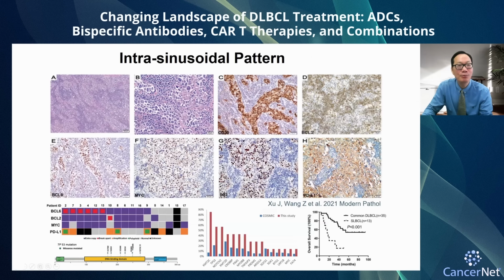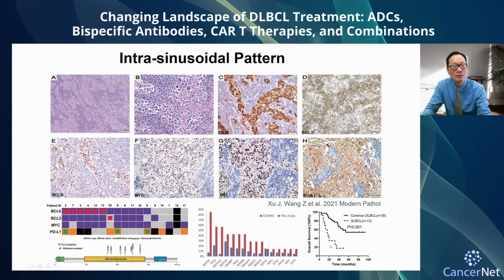Sometimes the DLBCL can present with an uncommon pattern. For example, this patient showing an intrasinusoidal pattern. These lymphoma cells present within the sinusoidal structure, CD20 positive. They are positive for BCL6, MYC, p53. So those patients commonly present with ABC subtypes showing poor clinical survival.